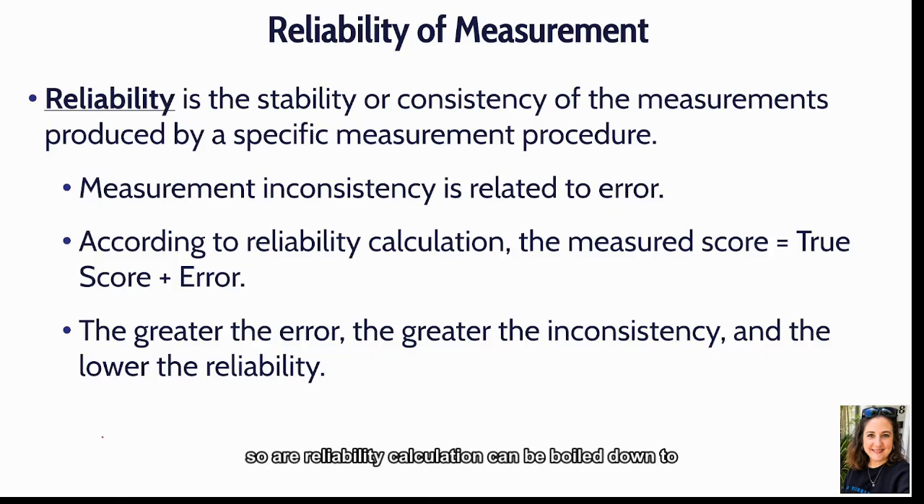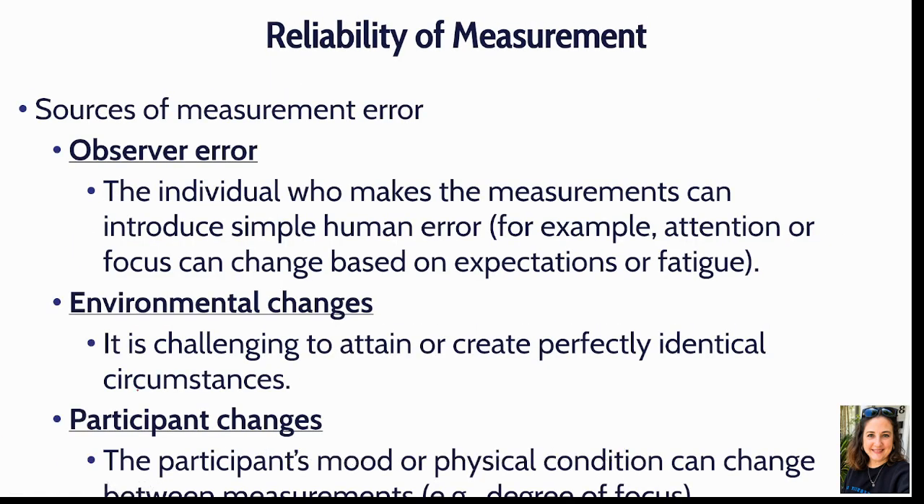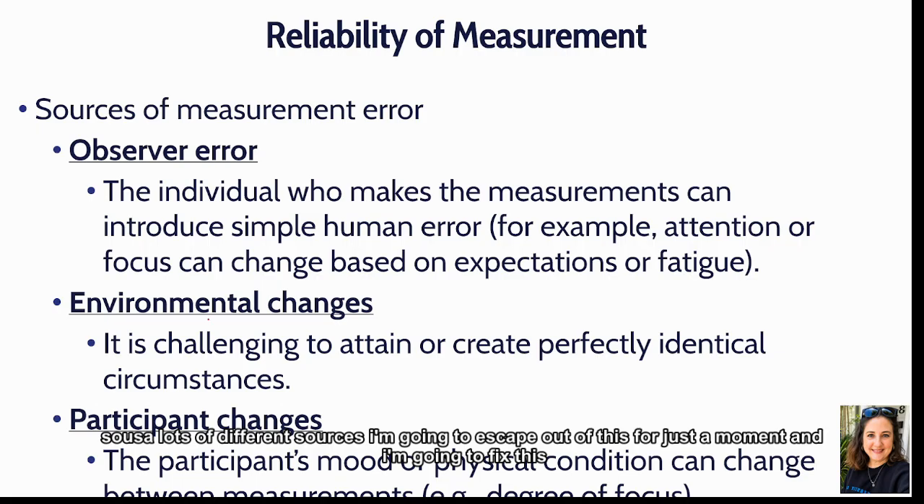So a reliability calculation can be boiled down to the measured score is the true score plus the error that is out there. The greater the error, the greater the inconsistency between reality and what you've recorded. Therefore, your measure has lower reliability. So there's lots of different sources.